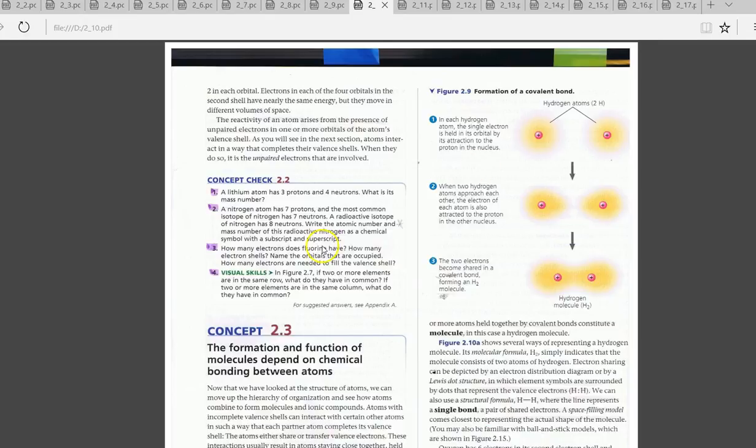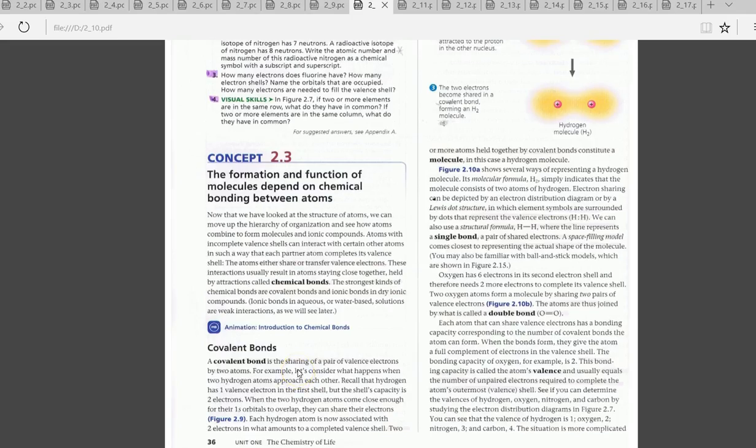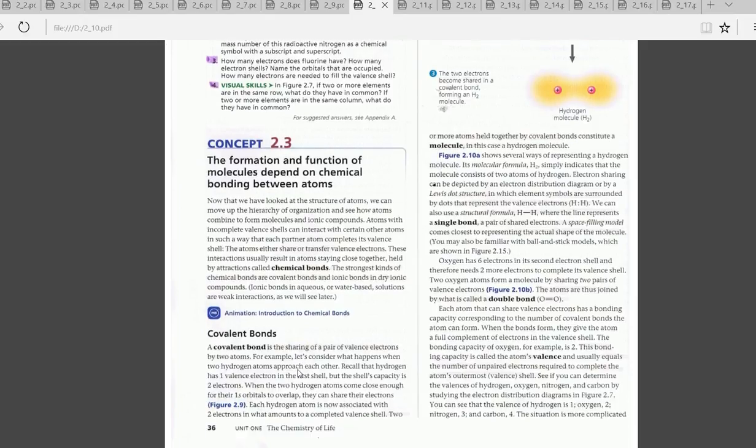All right. The formation and function of molecules depend on chemical bonding. So if you're a molecule, you're a covalent bond, and covalent bond means to share. And in a covalent bond, you can have a single, double, or triple bond. Nitrogen is going to make a triple bond. Oxygen is going to make a double bond, and lots of things make single bonds.